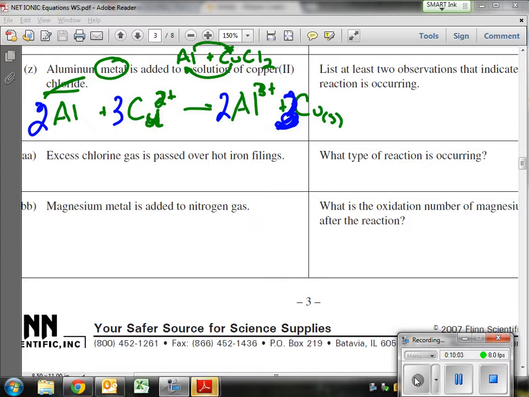All right, list 2 observations that indicate a reaction has occurred. Well, copper is blue in solution, and if it's going to become solid, I know aluminum's clear in solution. So first off, this is going to go from blue to clear. Solution will, running out of room. Oh, what else might happen? How about the aluminum will look like it rusts.